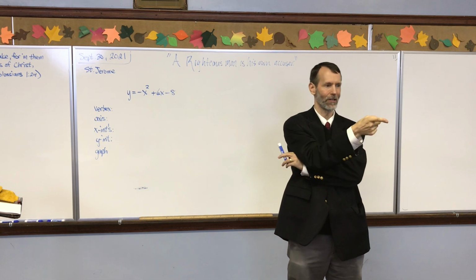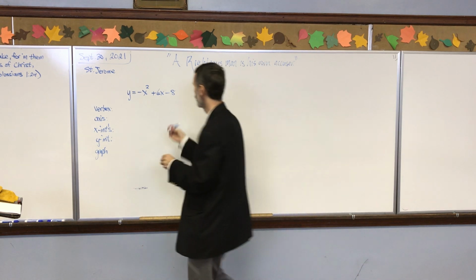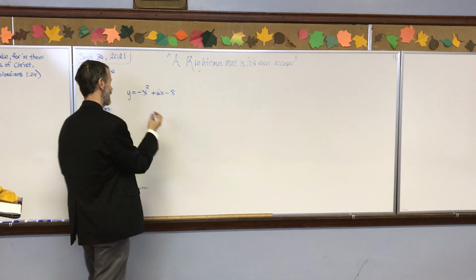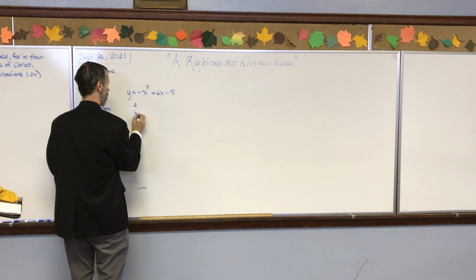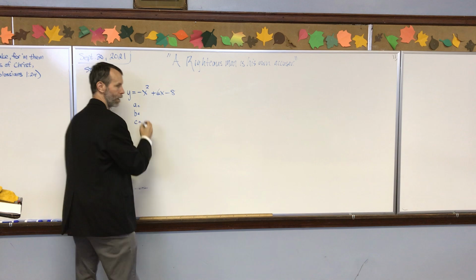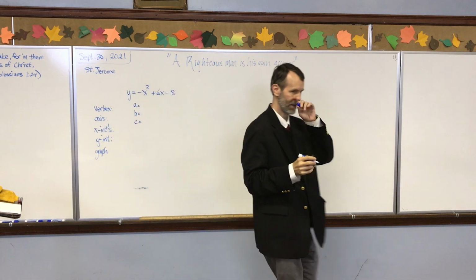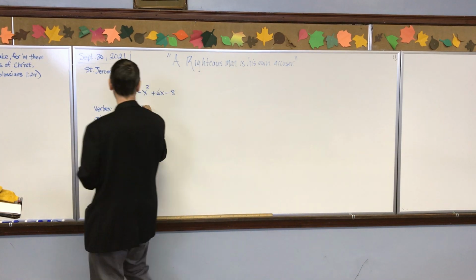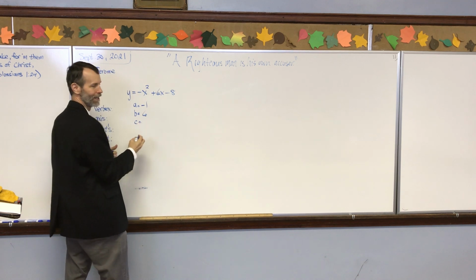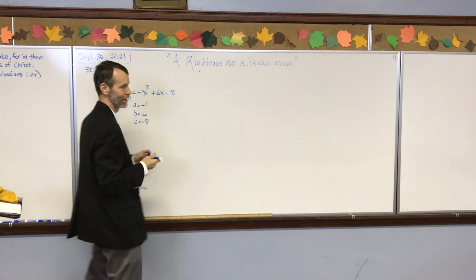Let's see. Actually, Jack, go. That is standard form. If it's standard form, what is A, what's B, and what's C? Sam, what's A? Negative 1. What's B? 6. And what's C? Good. Negative 8. Clear?